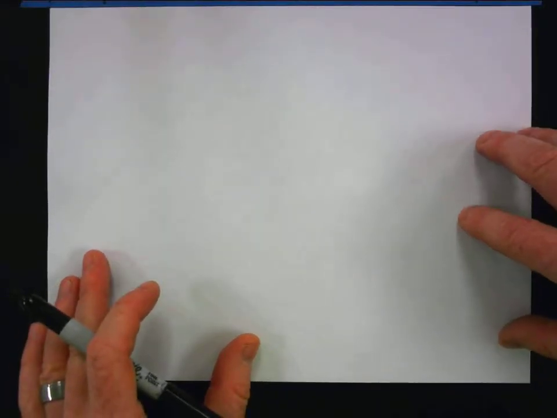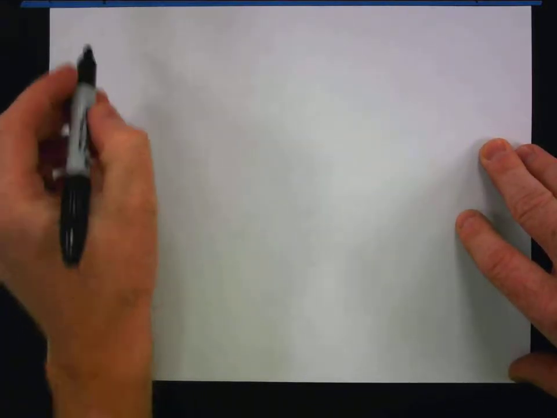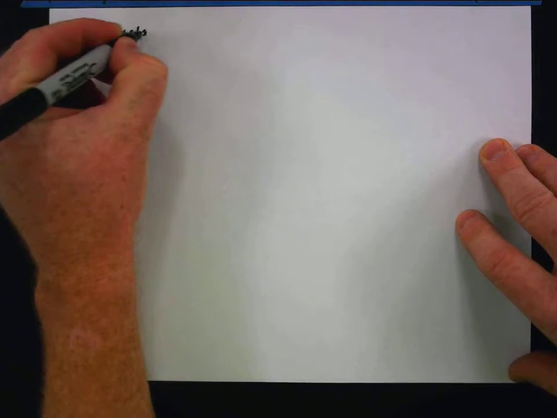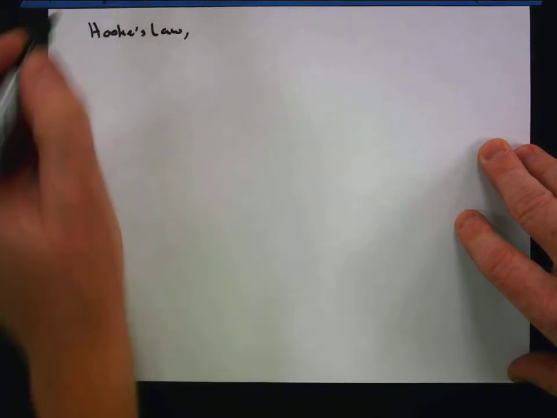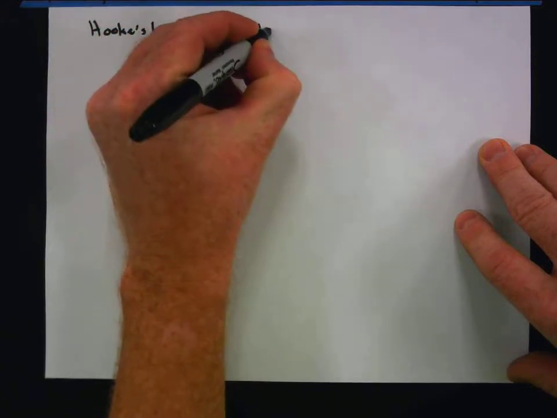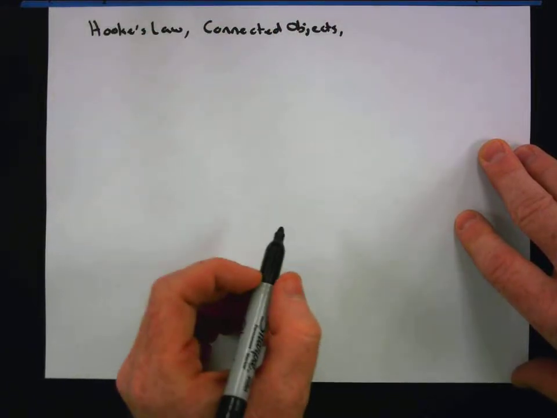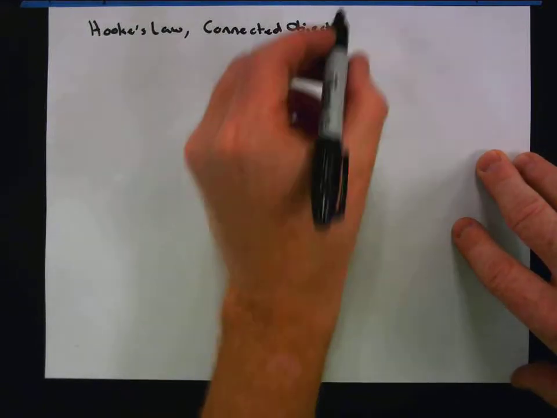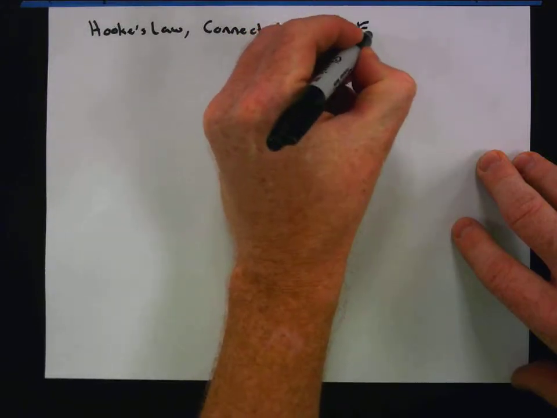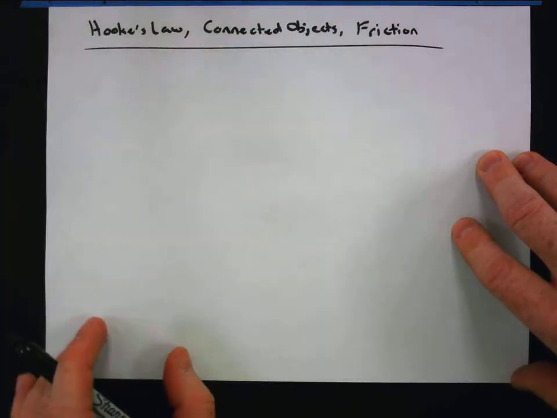We're going to look at a situation that also involves multiple ideas put together. But this time we're looking at Hooke's law. We are going to look at connected objects. And initially, there won't be friction in the problem, but we're also going to, as a follow-up, incorporate friction. And so here's the problem.